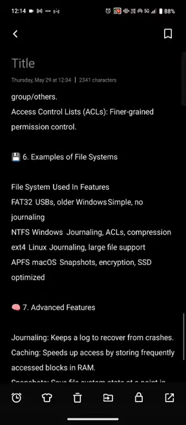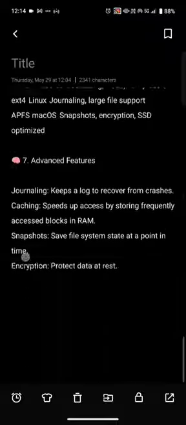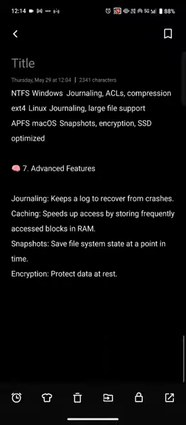Sixth, examples of file systems and the features they are used in. FAT32: USBs, older Windows, simple. NTFS: Windows, journaling, ACLs, compression. ext4: Linux, journaling, large file support. APFS: macOS, snapshots, etc. Advanced features of file systems.